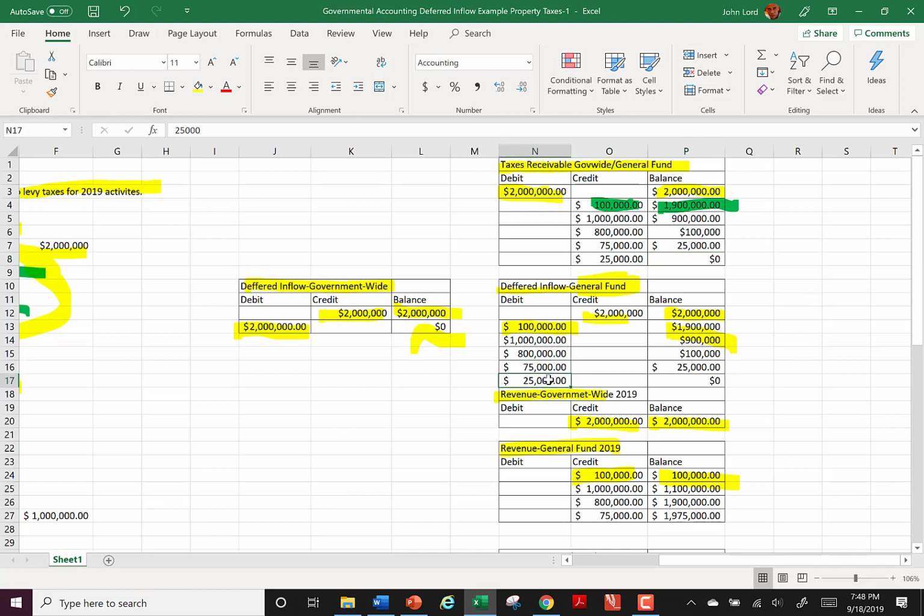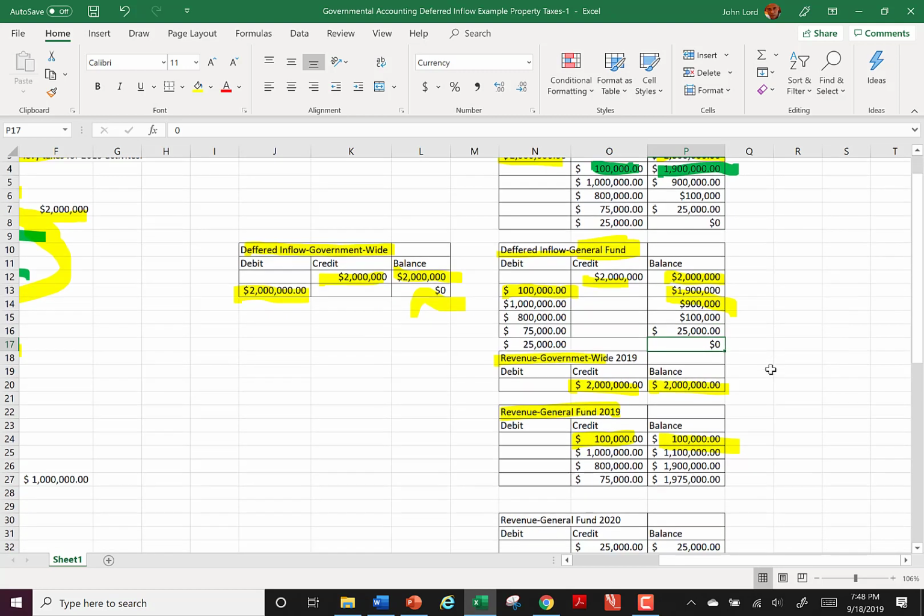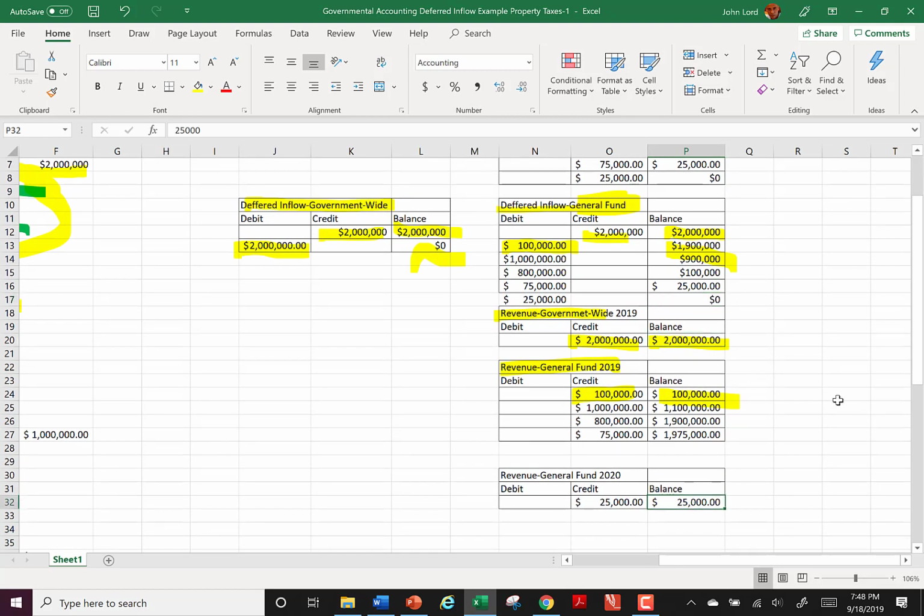And notice now we don't believe that any more is deferred inflow. It can now all be revenue because we've collected it. But I have to open up my 2020 revenue ledger, don't I? That's not 2019 revenue. That is 2020 revenue because it fell outside of the 60 days, didn't it? You report revenue by year, don't you? So you close your 2019 revenue, you open up your 2020 revenue ledger, right? And I record that in 2020 revenue.